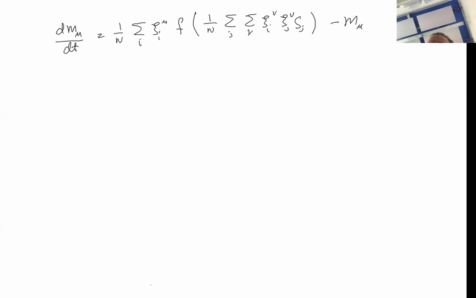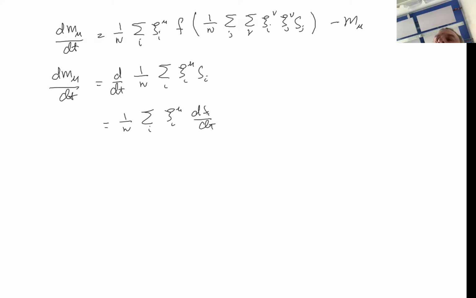Let's not skip steps. Remember, dm_mu/dt equals d/dt of 1 over n, the sum on i of squiggle i mu S_i, equals 1 over n, the sum on i of squiggle i mu dS_i/dt, equals 1 over n, the sum on i of squiggle i mu times f of 1 over n, the sum on j, the sum on nu of squiggle i nu squiggle j nu S_j, minus S_i.